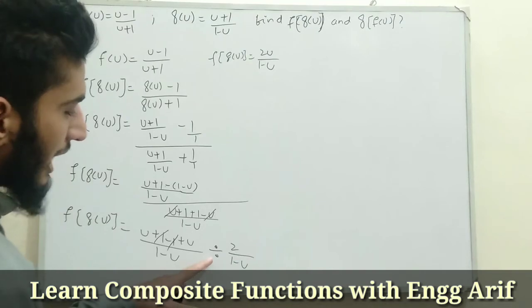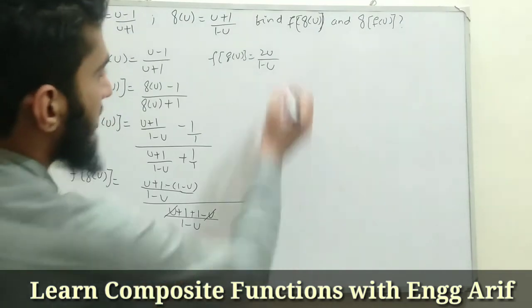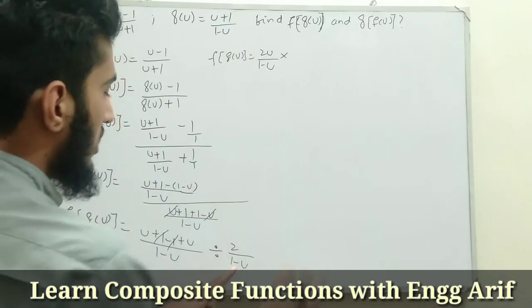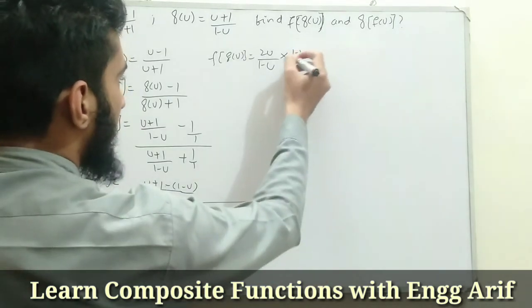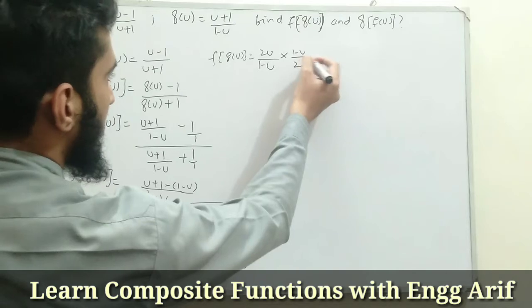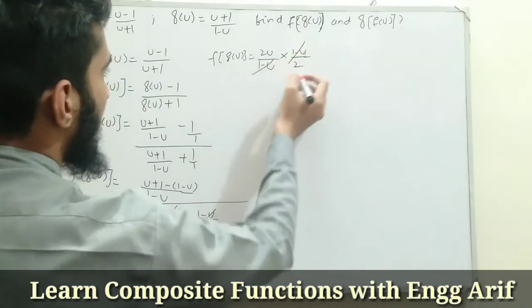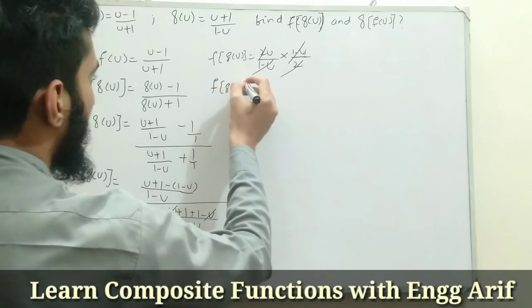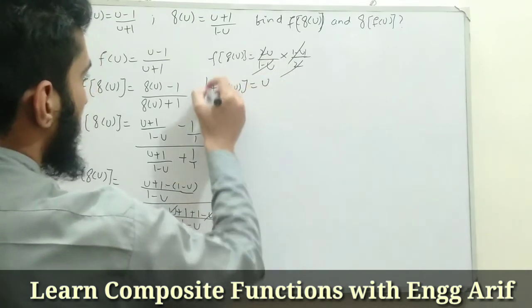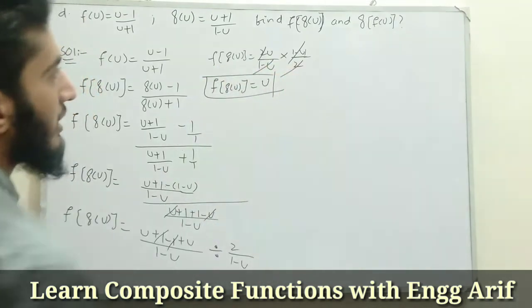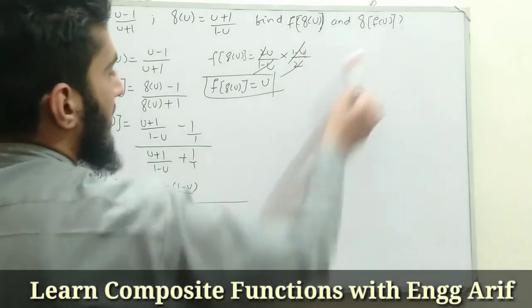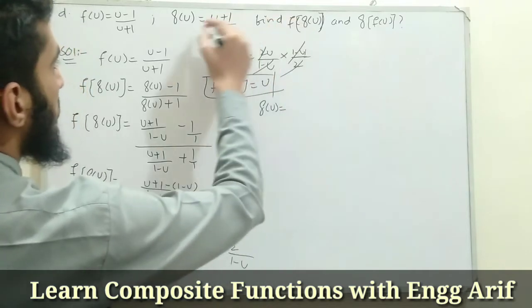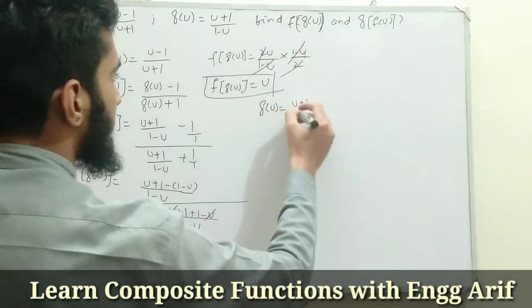Here I will bring a multiplication sign, and when I bring the multiplication sign, both will be reciprocated. So 1 minus u will go to the numerator and 2 will come to the denominator. So 1 minus u will cancel out with 1 minus u and 2 will cancel out with 2. So we are left with f of g of u is equal to single u. So this is the result for f of g of u. Now after this I am going towards g of f of u. So first I will take g of u, which is equal to u plus 1 over 1 minus u.